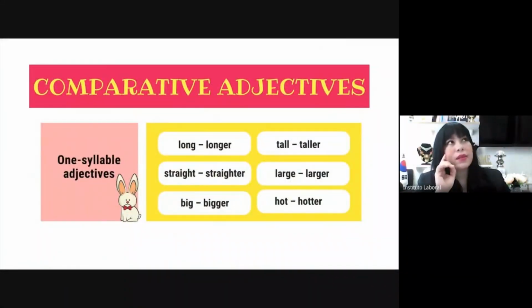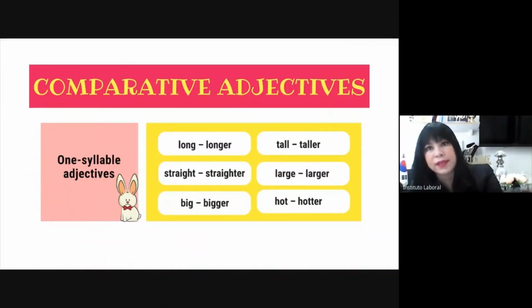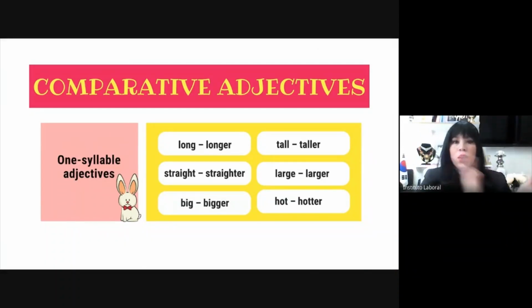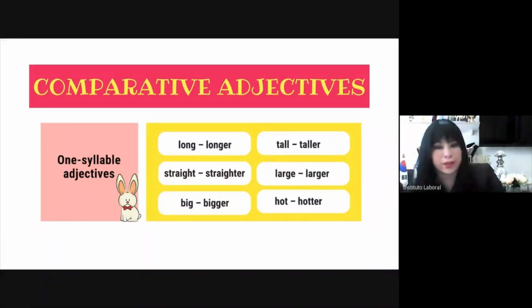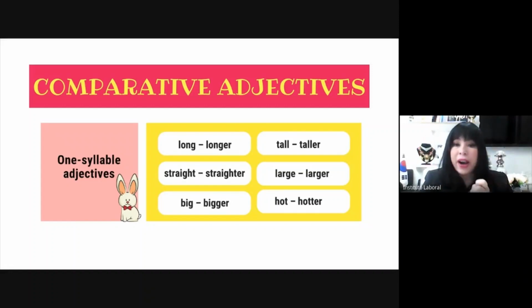So when the adjective is one syllable, remember, only one sound, we have to add the suffix or the ending er. Long, longer. Straight, straighter. Big, bigger. Tall, taller. Large, larger. Hot, hotter. It's like adding an extra syllable to the word. But look, when we have a one syllable adjective that has a vowel and a consonant, we double the consonant. Big, bigger, double consonant. Hot, hotter, double consonant.